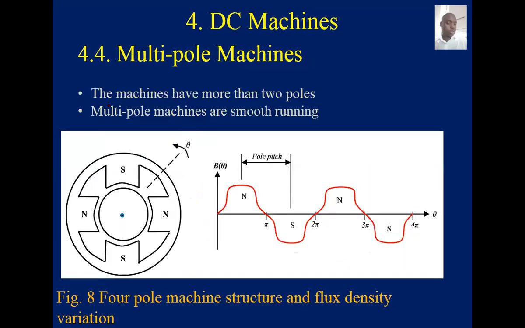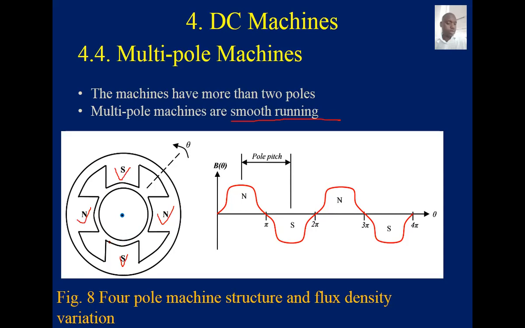So multiple pole machines will give you smooth running, because now we have more cycles of the flux in one mechanical revolution. We also have less variations in the induced EMF or in the force exerted on the conductors, and hence they become smooth running. So this is the structure of a four-pole machine. You realize now that there are two south poles and two north poles. That becomes a four-pole machine.